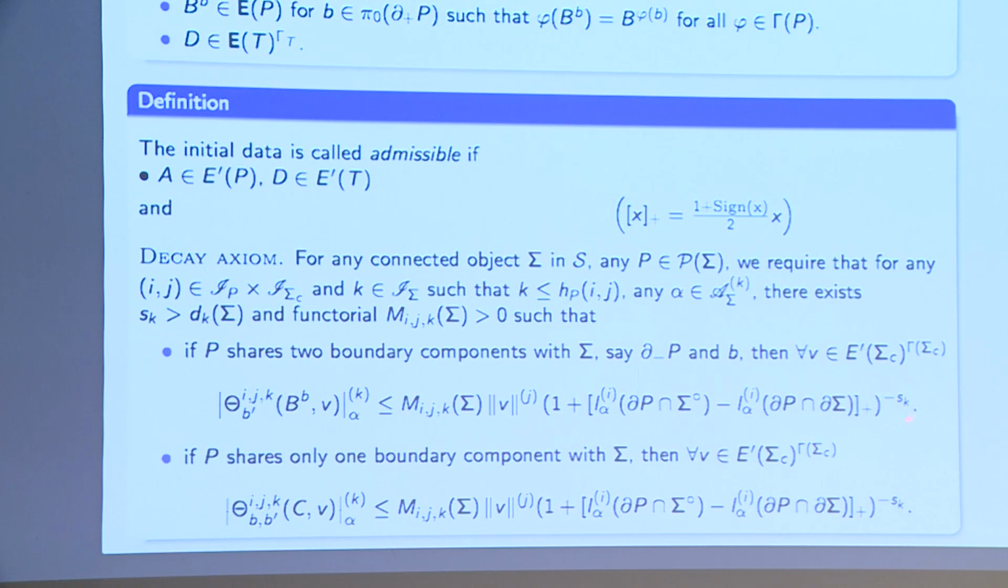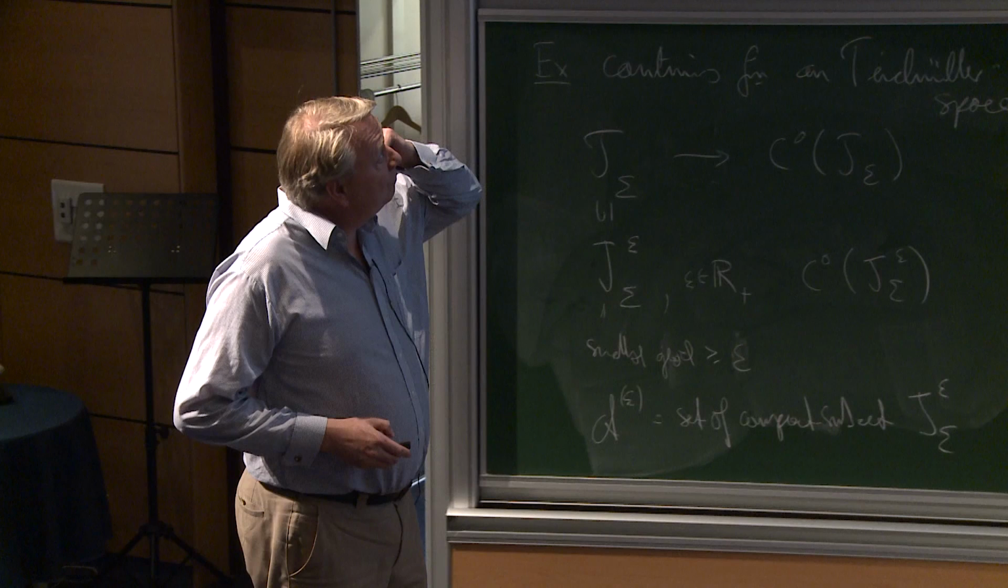And then you require that this lifted to minus sk bounds this quantity here. And the same thing for c. So this is the precise analytic condition that we require on this initial data, and I'll give you several examples in a second that satisfy this. Okay, so now we start the recursion.